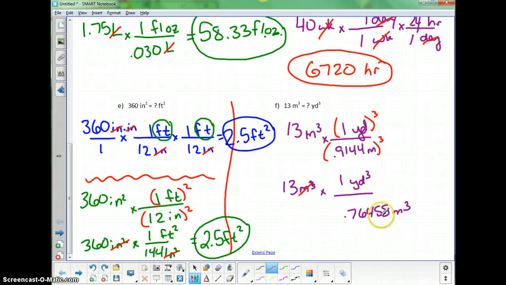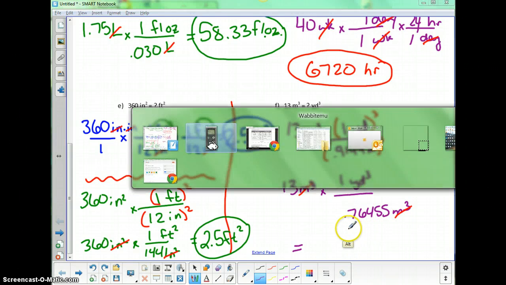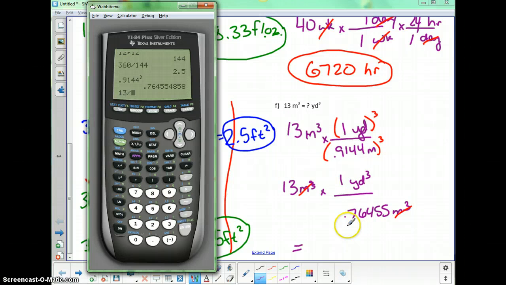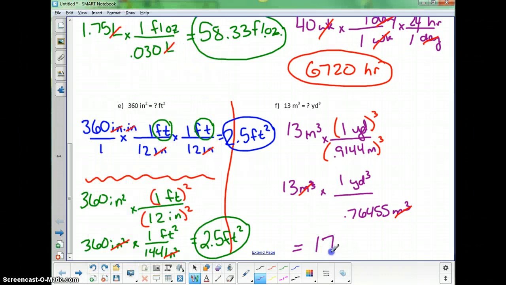Meters cubed cancels with meters cubed and gives us a final answer of 13 times 1 is 13 divided by 0.76455. So I'm going to take 13 divided by answer, so I'm going to retype that whole number. And I get 17.003. It says to keep two decimal places, so we're going to say 17.0 or 17 cubic yards.